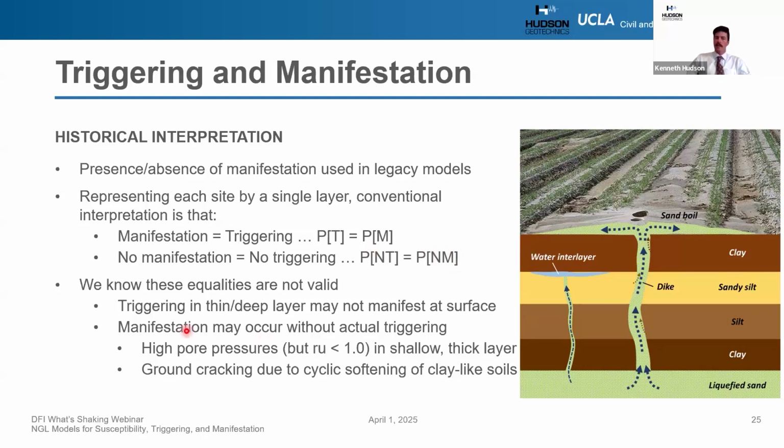But realistically, we know these equalities are not valid because we cannot be 100% sure that the layer we select did or did not trigger and is the one that did or did not produce manifestation at the ground surface. So it's better to break that apart into a Bayesian problem, where we can analyze whether a layer would trigger really deep in a profile, and it might be really thin, but did not produce any observable manifestation at the ground surface. That would be a case where the probability of triggering does not equal the probability of manifestation.